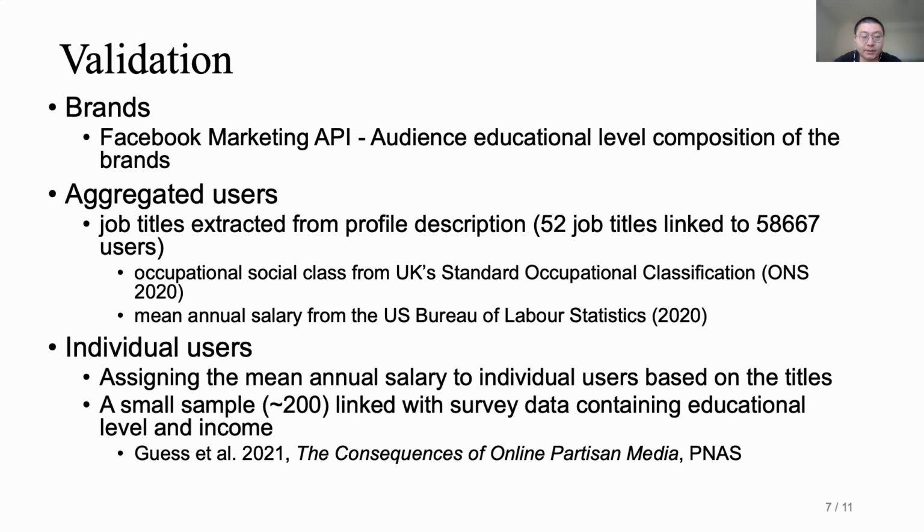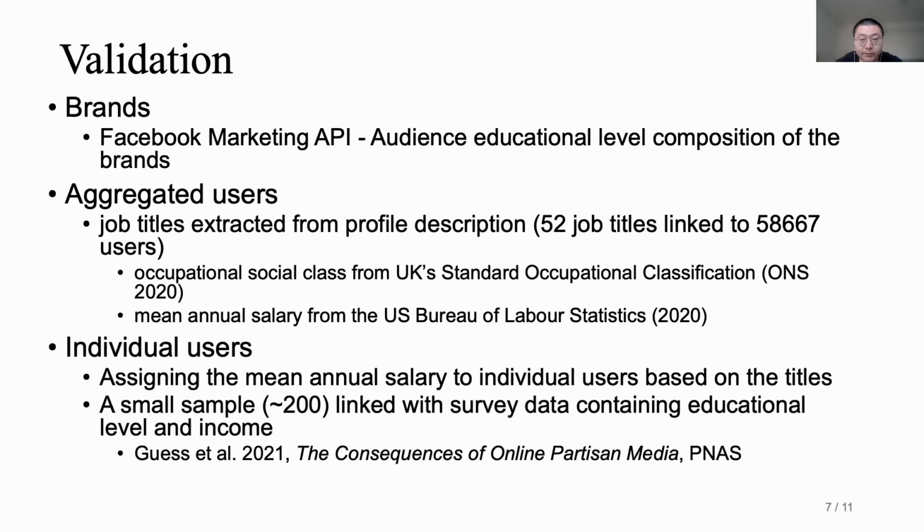To validate the estimation for the brands, we get the audience educational level composition of the brands from the Facebook Marketing API. Basically, we got the percentage of audience who graduated from high school, university, or master's degree or higher for each brand. For the users, we first extracted job titles from their profile descriptions and then matched the job titles to occupational social class and the mean annual salary.